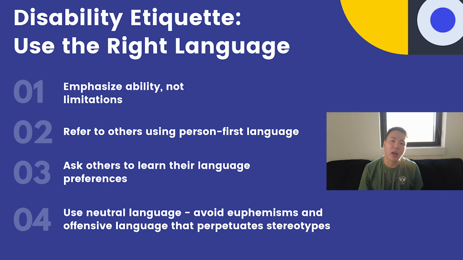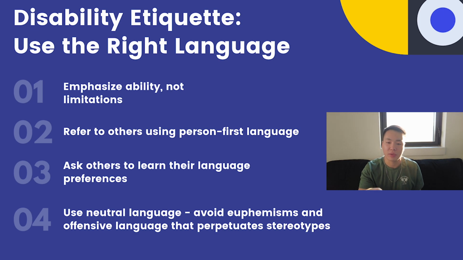And depending on who you're talking to, this might be different, because some people want to be identified by their disability first. But for example, one of the examples is, instead of referring to someone as a disabled person, you can refer to them as a person with a disability. Instead of referring to them as a deaf person, you can refer to them as a person who is deaf.